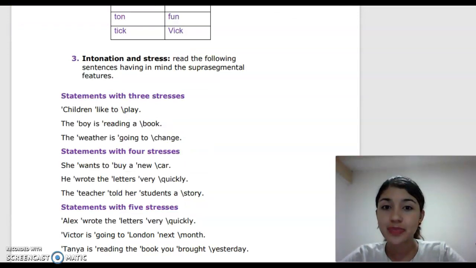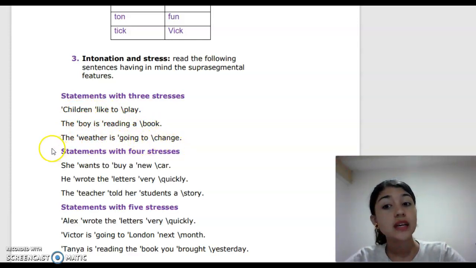3. Intonation and stress. Read the following sentences, having in mind the suprasegmental features. A statement with 3 stresses. Children like to play. The boy is reading a book. The weather is going to change.